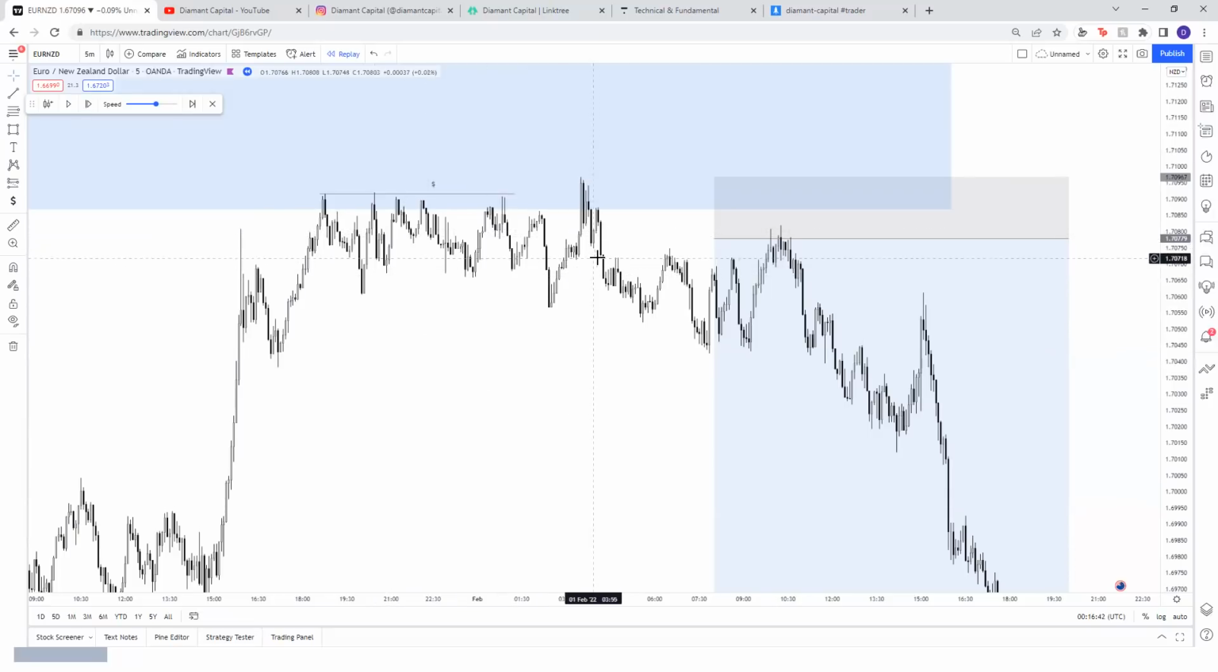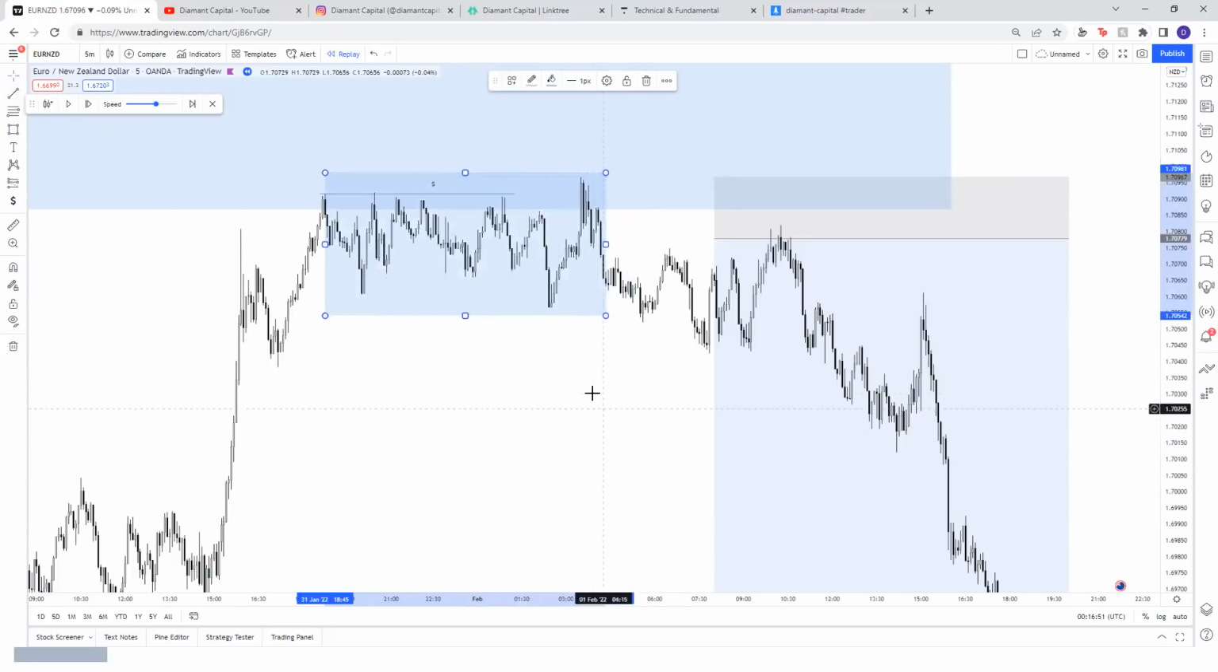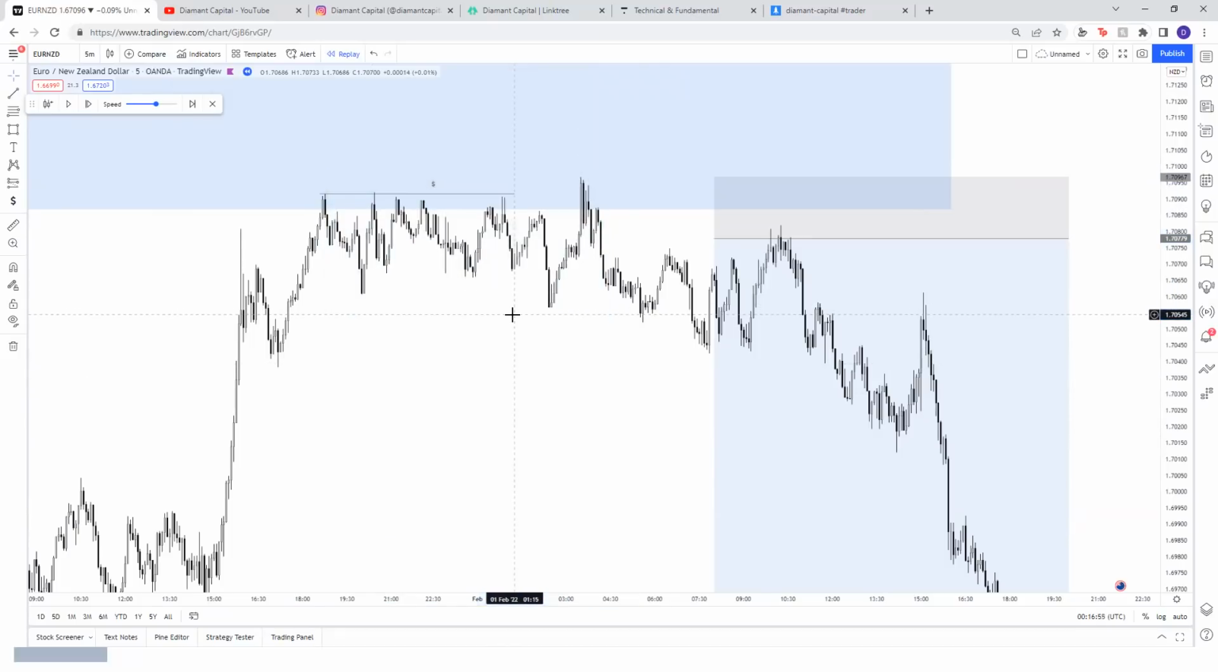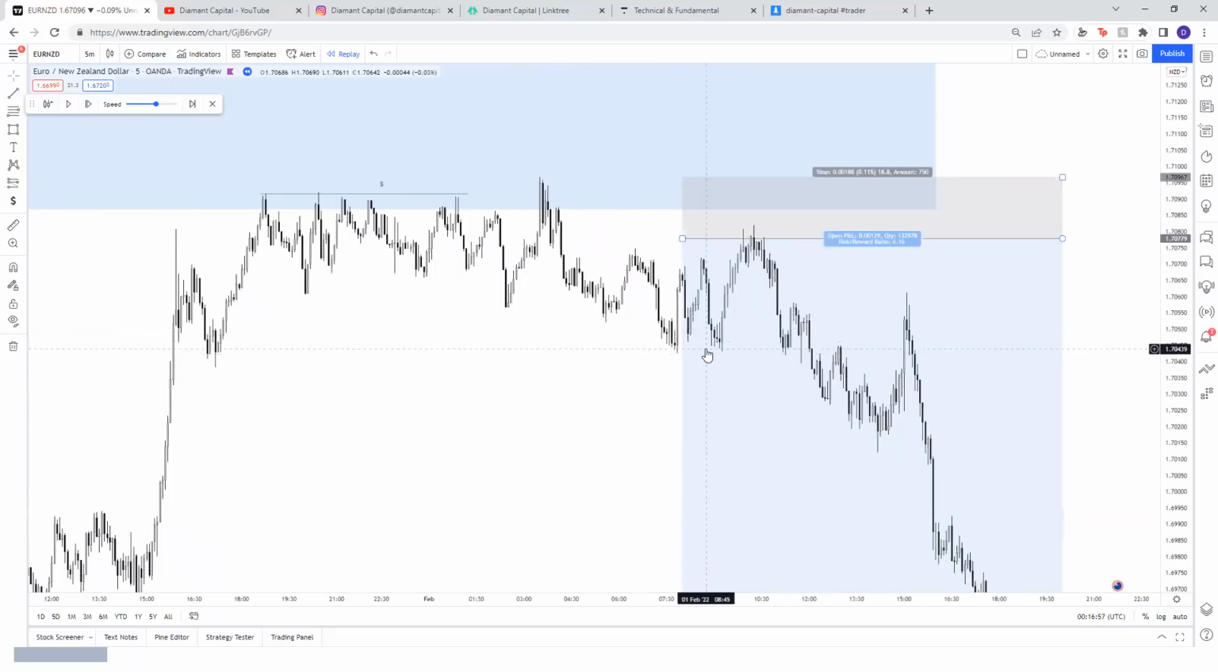So let's just look at the timing as well. Yeah, all of this happened during Asia. So for me personally, that's a very good sign. If I see consolidation during the Asian range, that's exactly what I want to be seeing. So we got that little confirmation. Then in terms of the timing of the actual trade, this happened during the London session. So for me, that's another perfect confirmation.